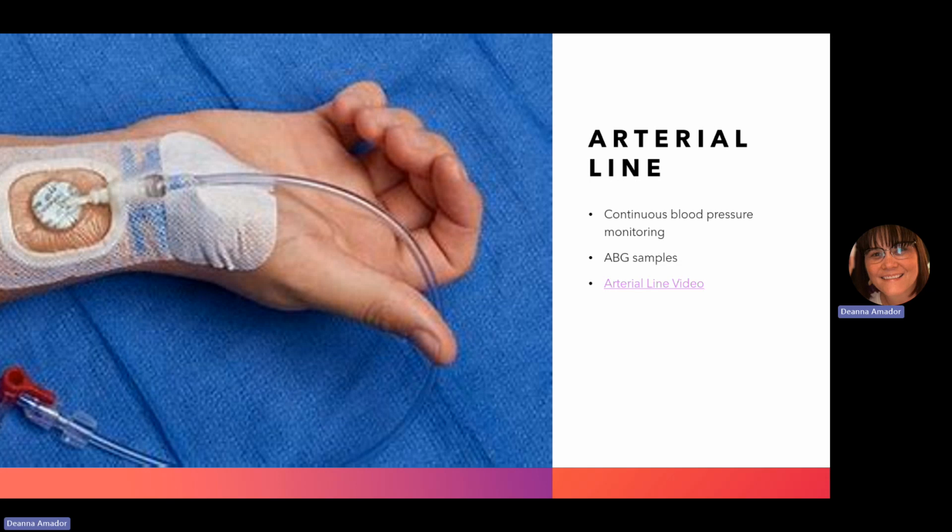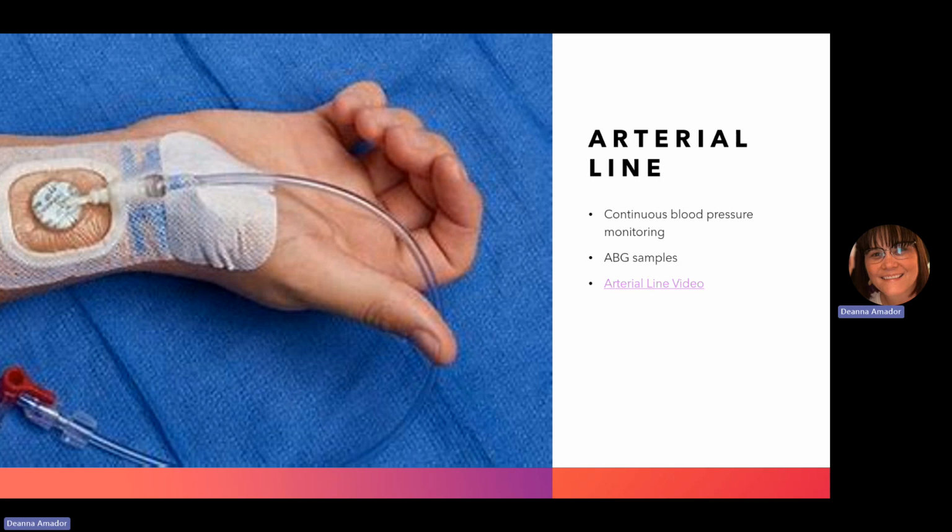Okay, so arterial line, like I said, this is continuous blood pressure monitoring. They can also obtain blood work from here and ABG samples. And again, in here, there is a link that I would highly recommend you guys look at these links and watch these videos so you get a good understanding of this stuff. Here's an arterial line video. It's a small catheter that's put into the artery. And like I said, you will be able to hook it up and see the waveform on the monitor. So you will see a continuous blood pressure measurement.